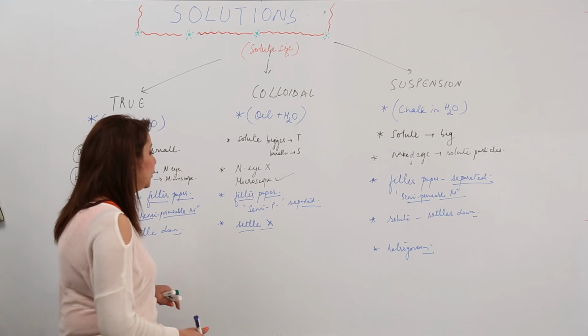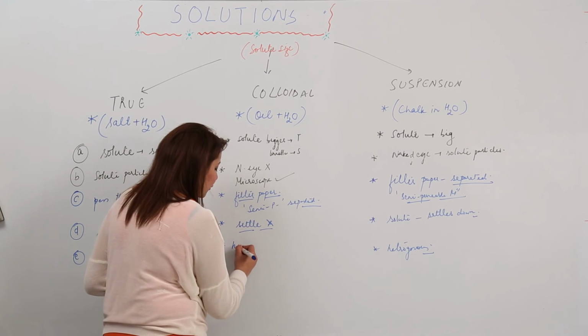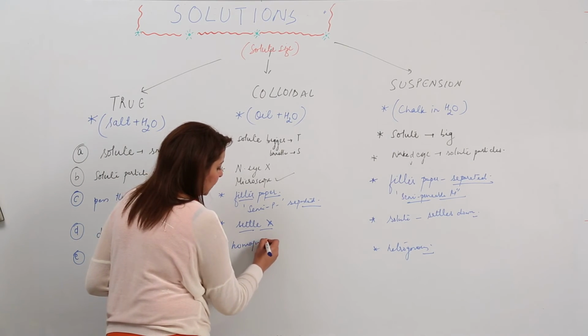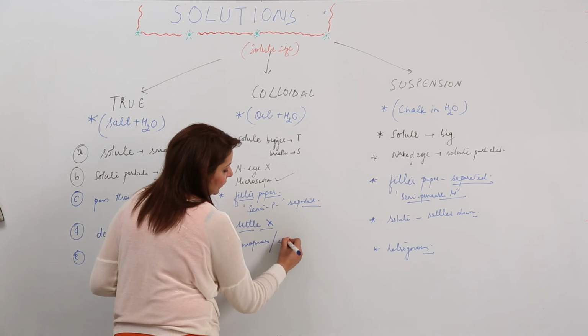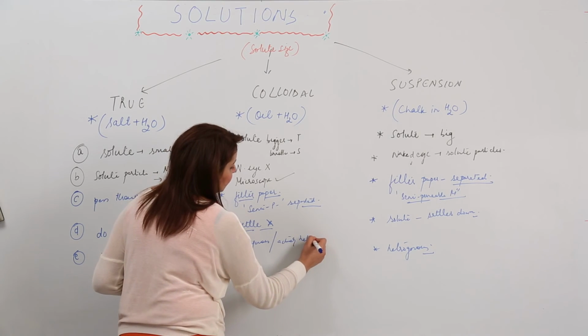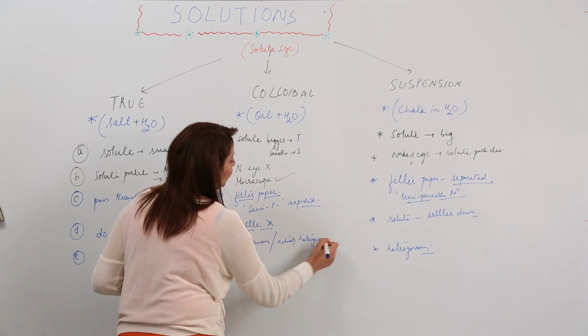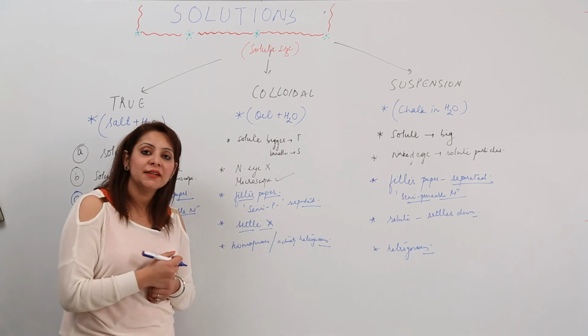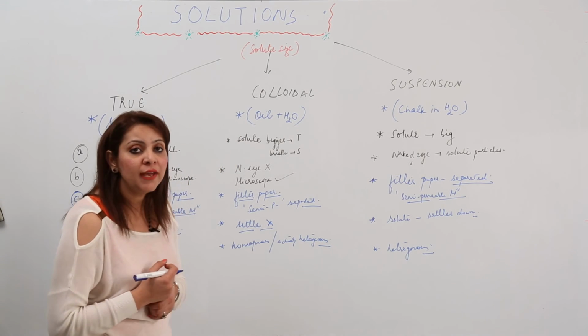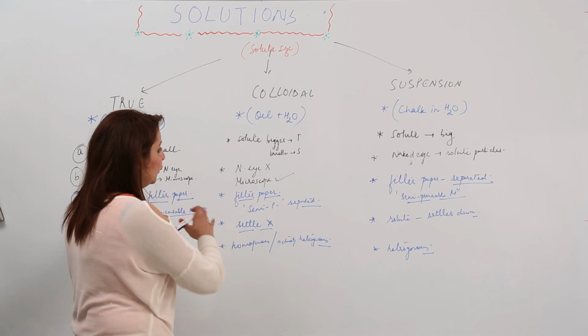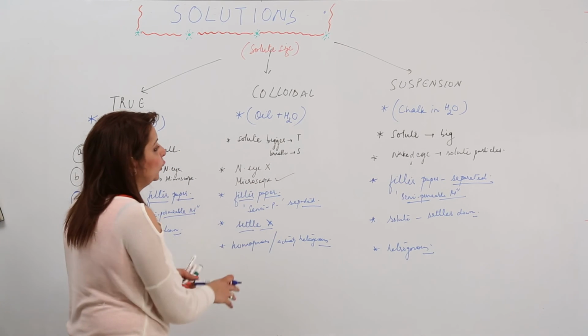And when I talk about colloids, they appear to be homogeneous, they look homogeneous, but actually they are heterogeneous, because when we look through a microscope, we can see those particles separated from each other in a different phase. So that means they exist as a colloid.